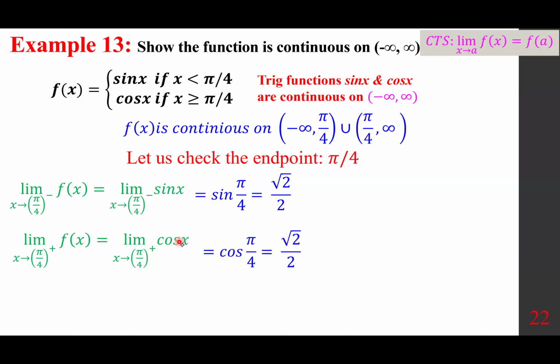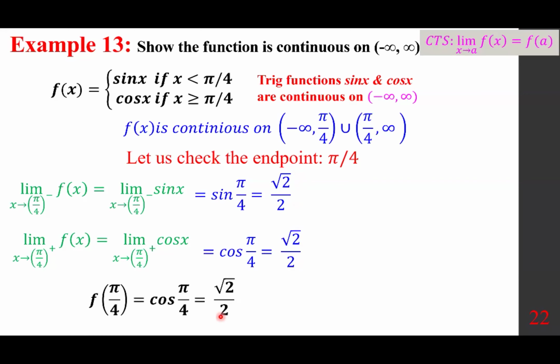Also, f of pi over 4 uses which piece? The piece with the equality. So f of pi over 4 will use cosine. Why cosine? Because that's the one with the equality. So the limit exists, and it's equal to square root of 2 over 2.